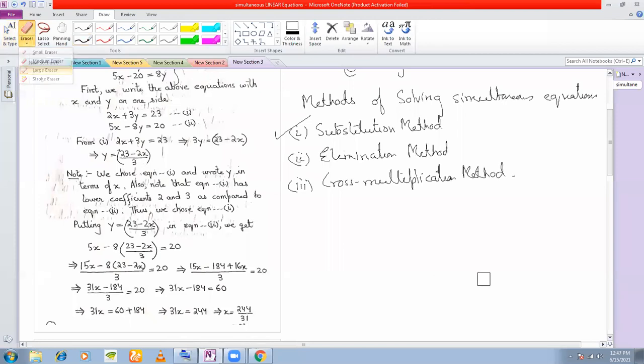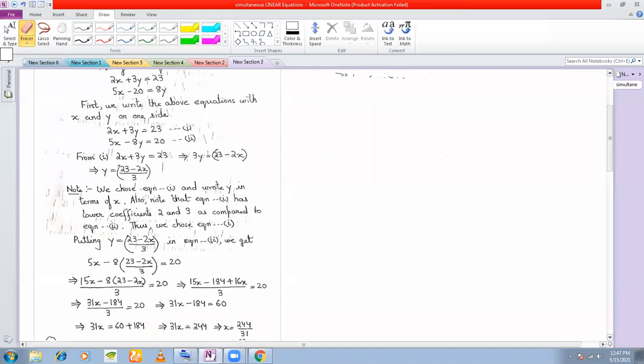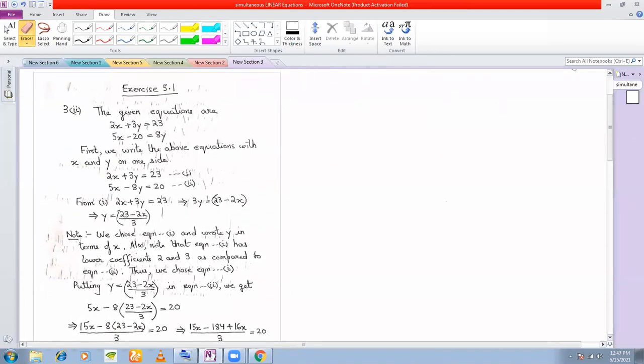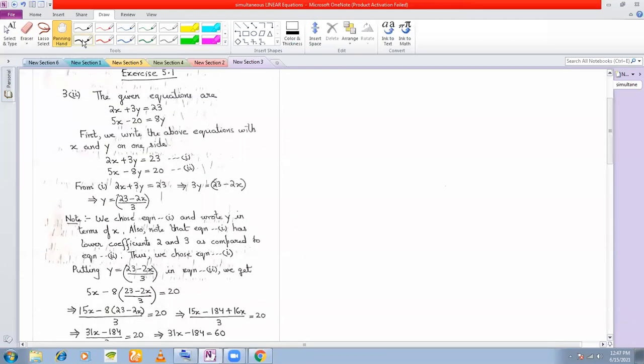Okay, let us see. Question here: solve 2x plus 3y is equal to 23 and 5x minus 20 is equal to 8y. You need to solve these two simultaneous equations in x and y.